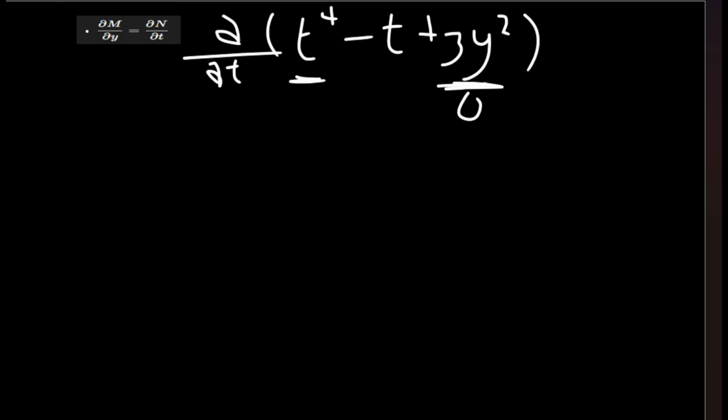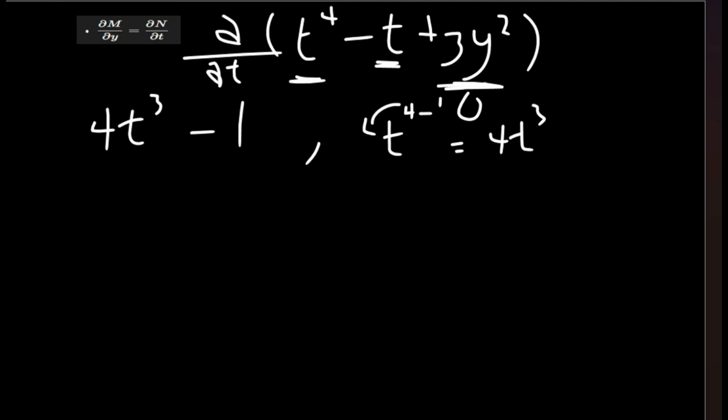When we differentiate t to the power 4, we get 4t cubed, minus t, which when differentiated gives 1. Let me make things clear here. When we differentiate t to the power 4, the 4 will drop and then we subtract 1 from the power, so it becomes 4t cubed. That is how we had the 4t cubed at that side of the equation. So this 4t cubed minus 1 is del N over del t.